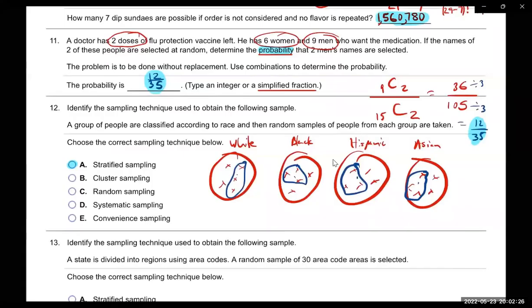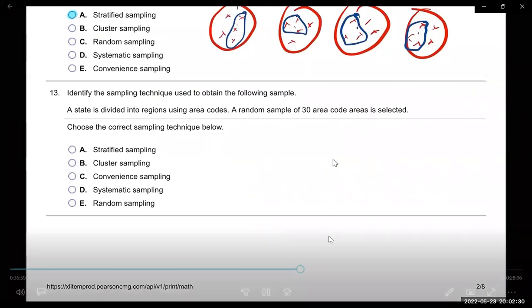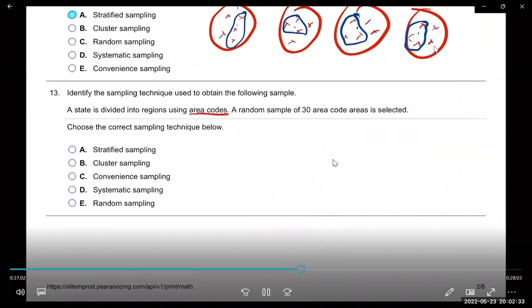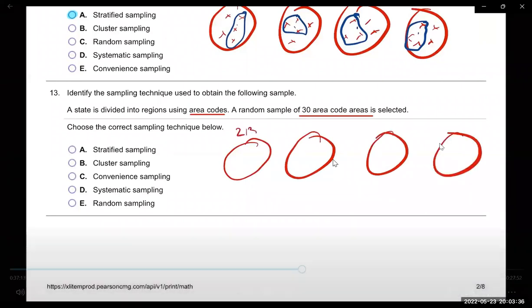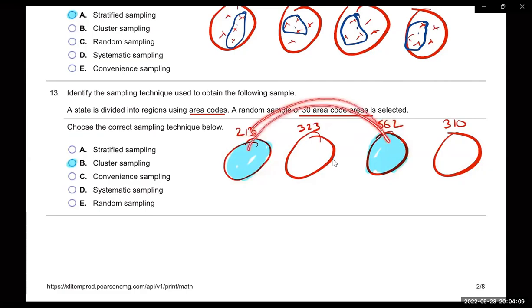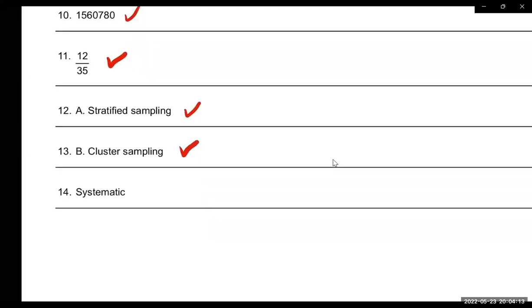All right, the next one says, identify the sampling technique used in the following. A state is divided into regions using area codes. A random sample. So the same thing, they're breaking it up into area codes. Maybe this is the 213s, 323s, 562s. What else is a popular one? 310s? Yeah. And then they say they're taking a sample of 30 area codes. So they're taking everybody here, and there's a whole lot more, but I just have a small sample. So that would be cluster, because we're taking everybody in these subgroups. And so that's why it's called cluster.